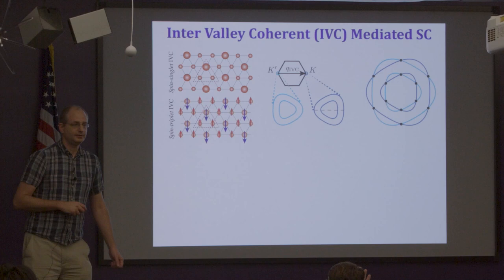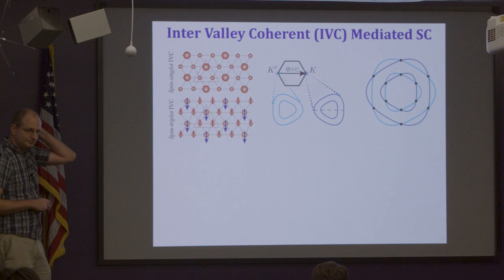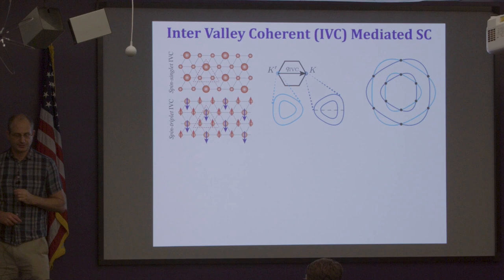Yeah? I'm just a little confused about where on the phase diagram we are, because you mentioned that at least SC2 is descending out of a ferromagnetic normal state. Yes, yes. None of these are, right? Yes. So that's an excellent question.